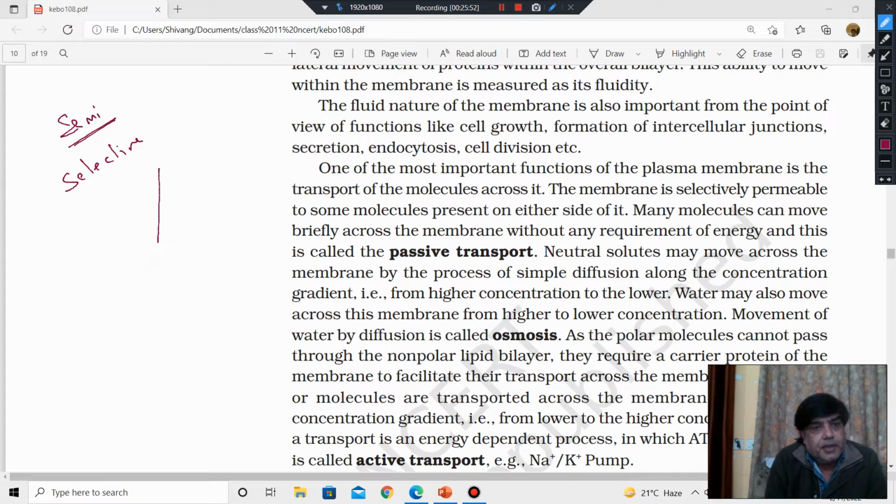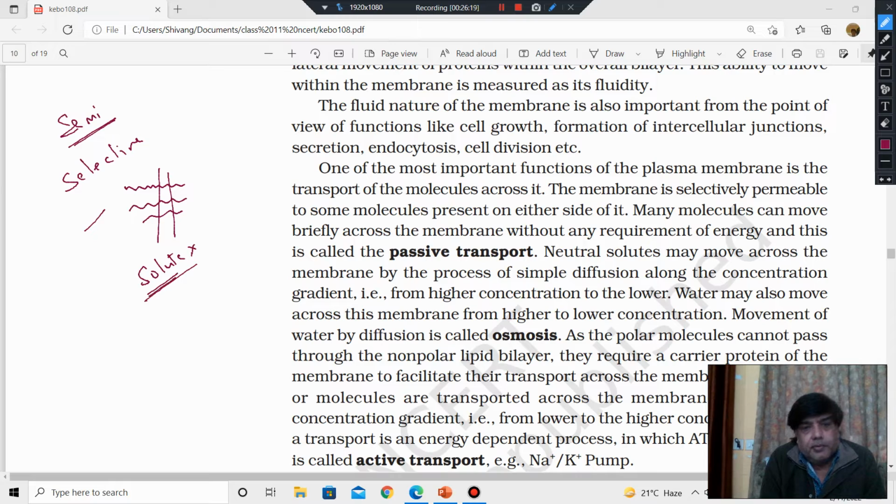Semi-permeable membrane is that which allows the passage of solvent molecules across it, only the solvent, not the solute. Solute molecules are not allowed. This type of membrane is called semi-permeable. In case of a semi-permeable membrane, only the passage of solvent molecules is allowed through the membrane.